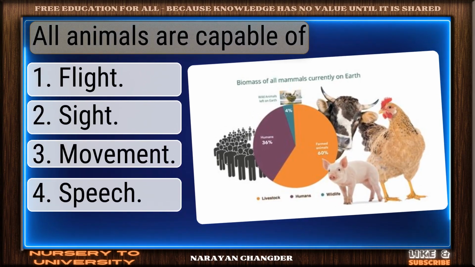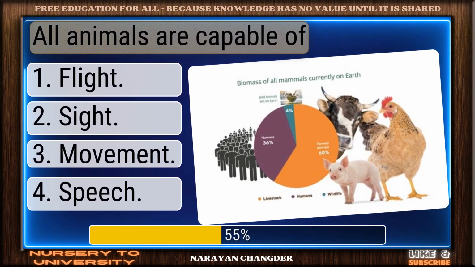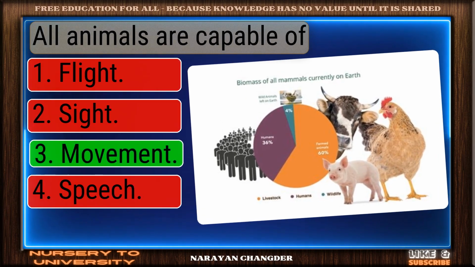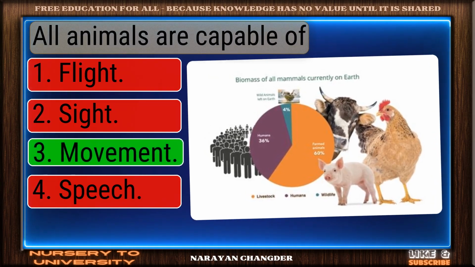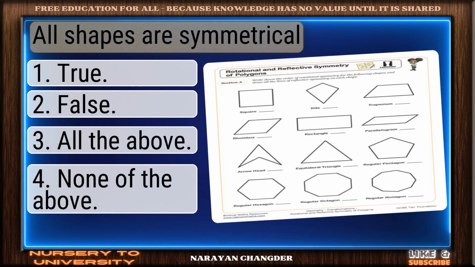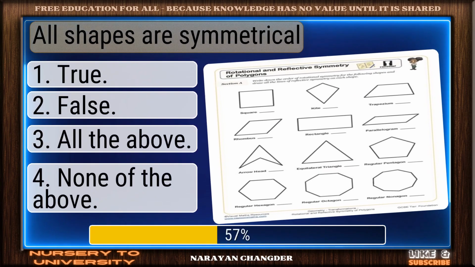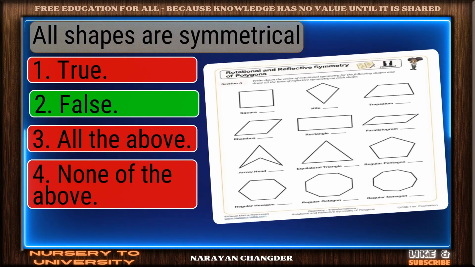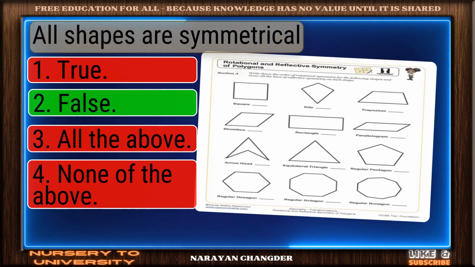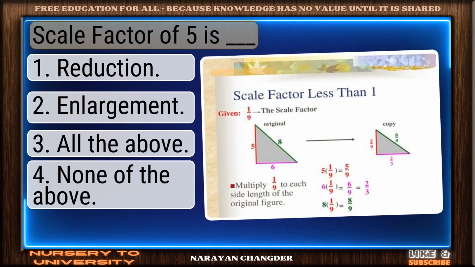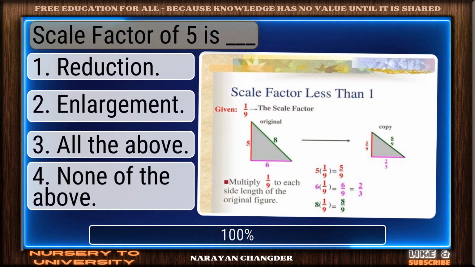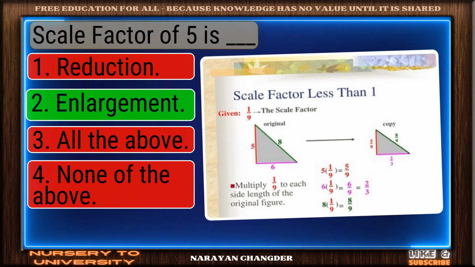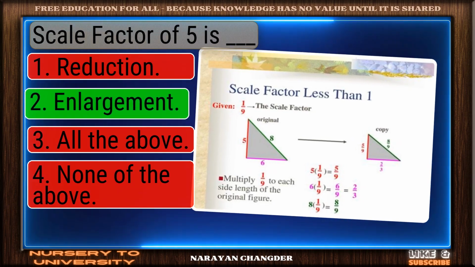All animals are capable of dash. Nice work. You chose movement, and it is correct. All shapes are symmetrical. Strong choice. False is the right answer. Scale factor of 5 is dash. Sharp thinking. Enlargement is the right choice.